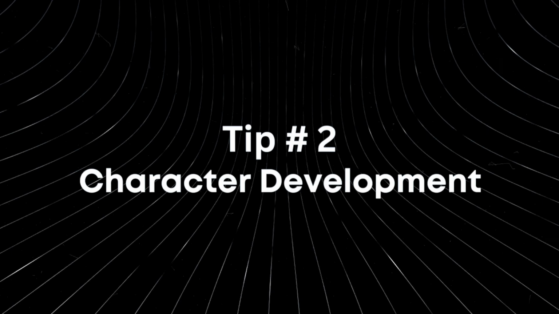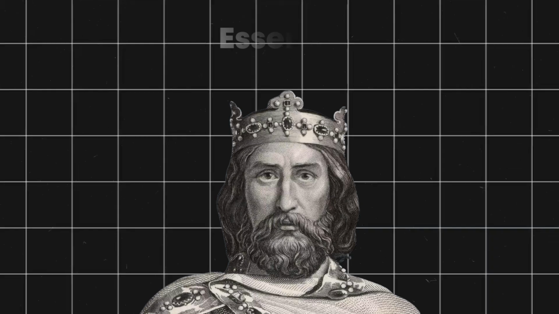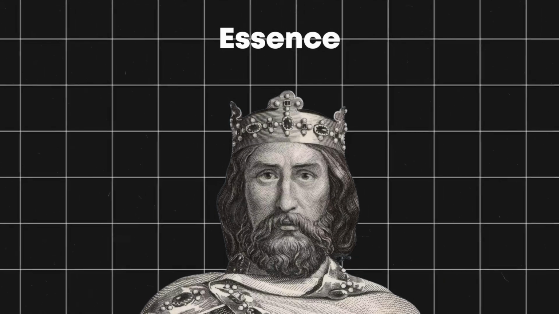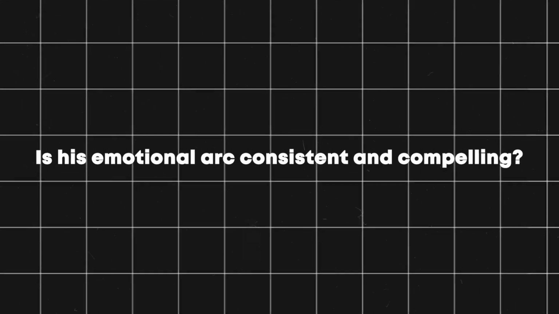Okay, second tip, character development. In developmental editing, I needed to make sure that I carved out the character's essence, like refining Jake's emotional journey, for example, and making sure that it aligns with the larger plot. For example, does his determination resonate? Is his emotional arc consistent and compelling?